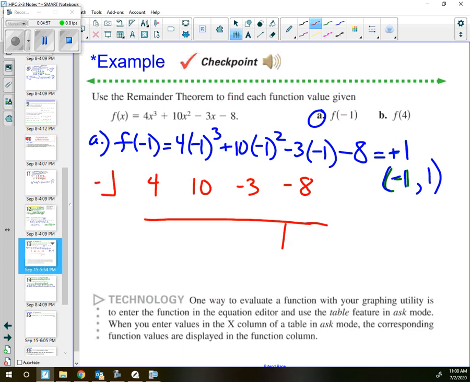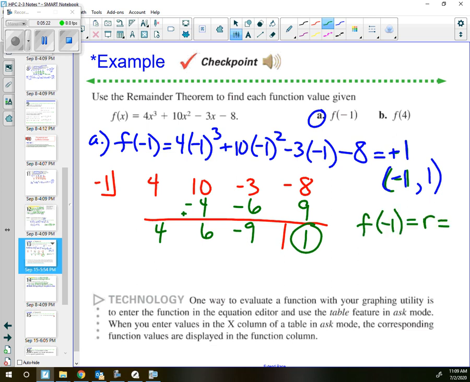So if I'm dividing by -1, let's go through and do that synthetic division again. Bring down the 4, multiply, we get -4. Add, that would be 6, and then we multiply, we get -6. So -9, we multiply here, we get +9, and we add, and we get the 1. So notice f of -1 is equal to the remainder, which is equal to 1.